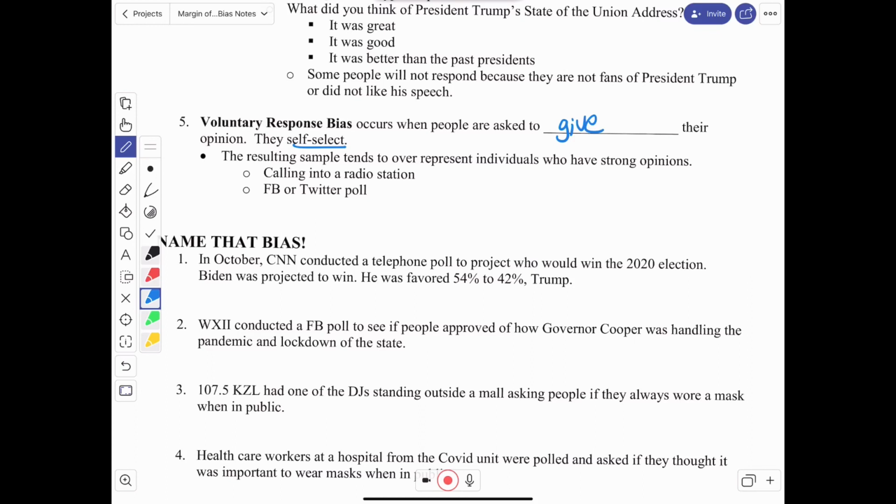And those topics would be obviously like the president, or what they think about the pandemic, what do they think about wearing the mask, or gun control, abortion. Those are some really hot topics that people are going to answer about. Okay, so naming that bias.